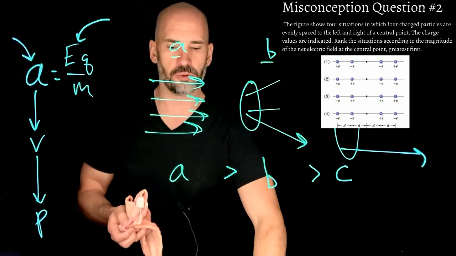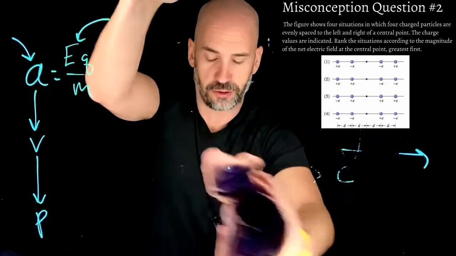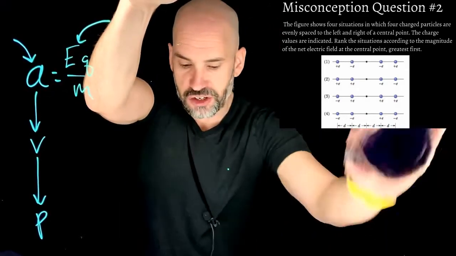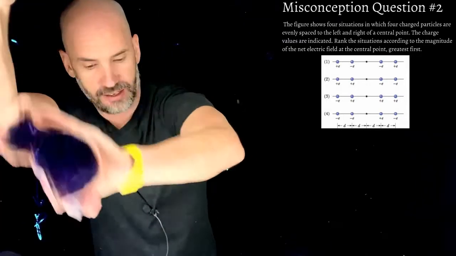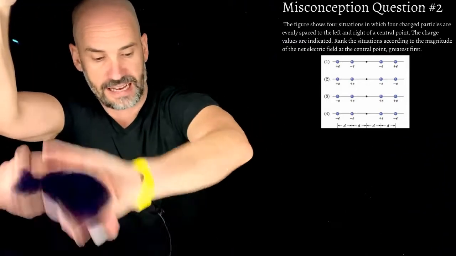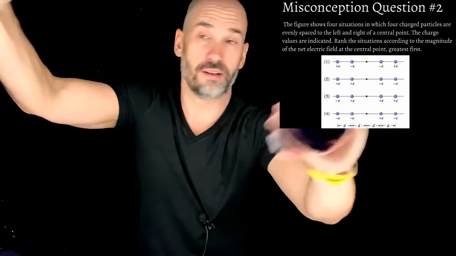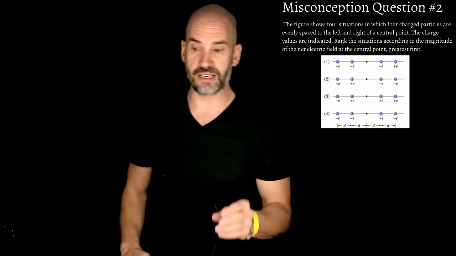Misconception question number 2. It says the figure shows 4 situations in which 4 charged particles are evenly spaced to the left and right of a central point. The charge values are indicated. Rank the situations according to the magnitude of the electric field at the central point, greatest first. So we don't care about what direction the electric field is. We care about the magnitude. So just how big is it, all right?